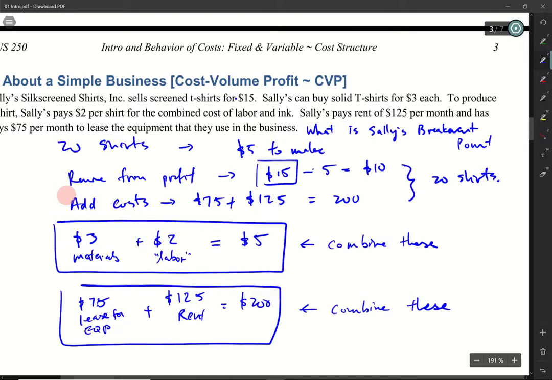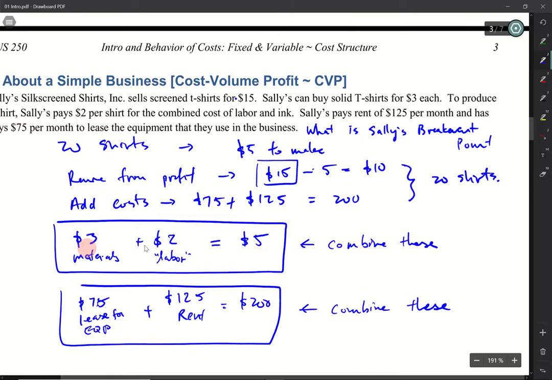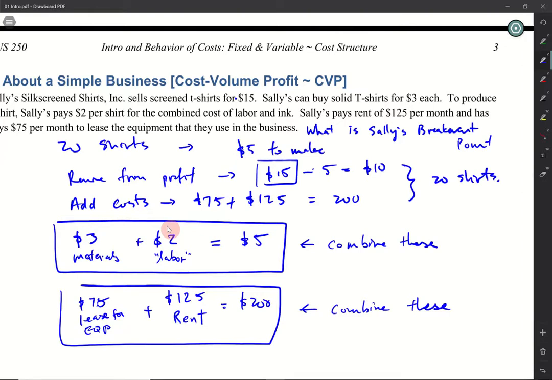Okay. So the question is, why do you combine those? Why do you combine materials and labor together to get 5? And why do you combine lease and rent together to get 200? Why don't you add the 125 rent and labor together to get 127? But this is the right way to do it, by the way. But why?